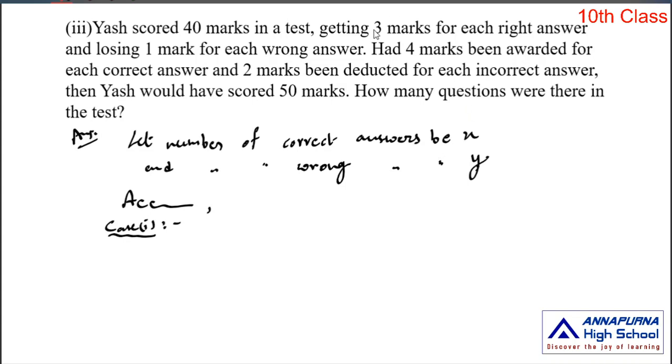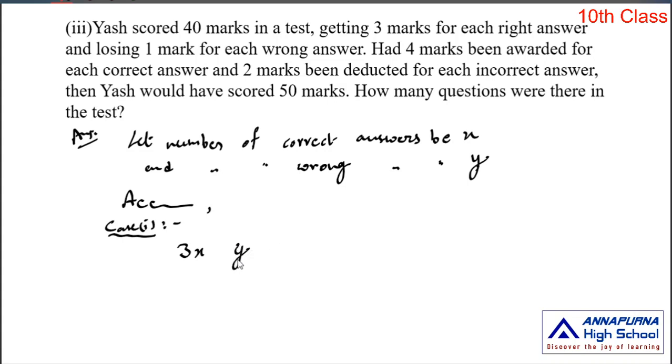For every correct answer, his score is 3. So for x answers, what is his score? It is 3x. And for every wrong answer, he is deducted 1 mark. Deduct means minus 1. If you represent that deducted quantity in integers, yes, it's minus 1. So how many wrong answers are there? There are y wrong answers. For every wrong answer, if he is deducted 1 mark, for y answers, how many marks is he deducted? y marks.